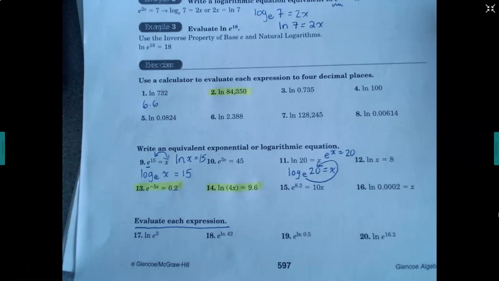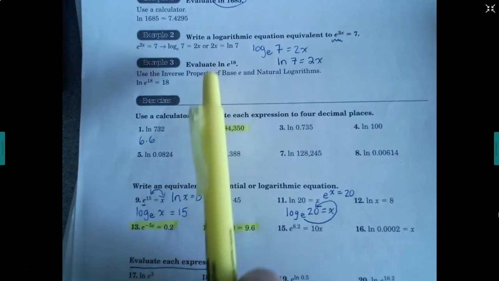So pause this and get those down in your notebook or on a scrap piece of paper for those of you that weren't in class today so that you can do those. And again, tomorrow we will move on to evaluating expressions using this inverse property.